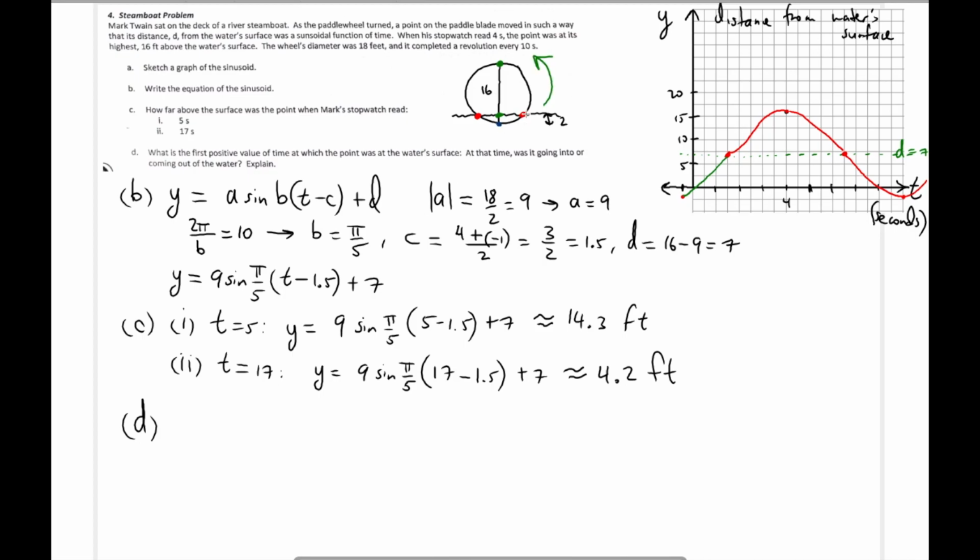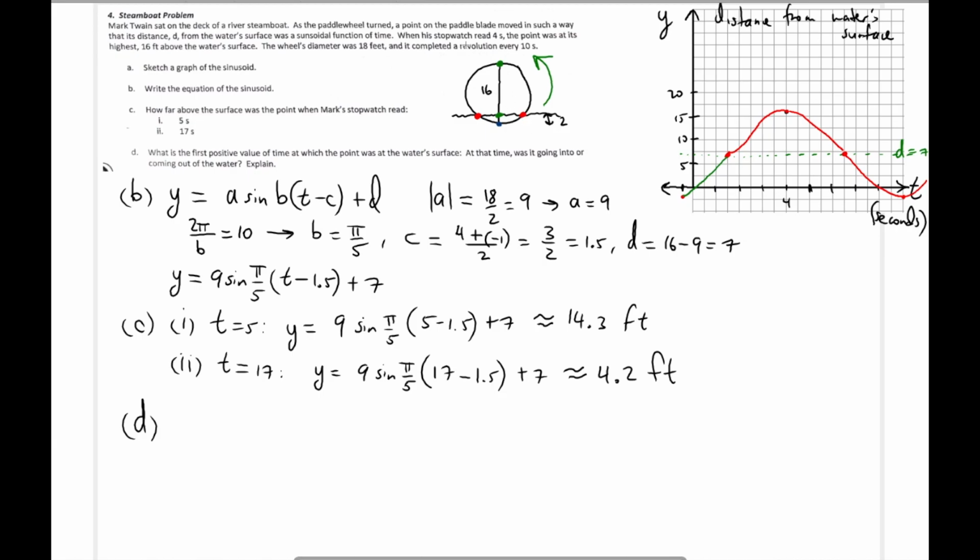So that's the first instance that you see it touch the water if the t value is greater than 0, right? So if you find, again, your y value of 0 when the t is greater than 0, that will be the first instance, right? Okay. And how do I know this is the beginning?